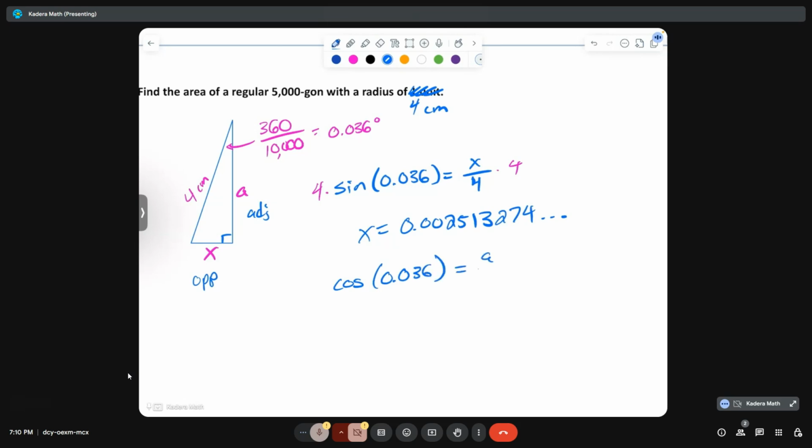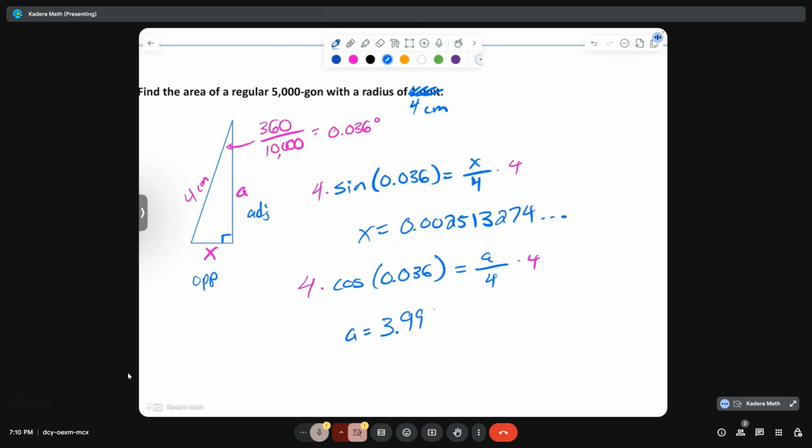And that'll get us our apothem length over 4. And again, to solve this one, we just have to multiply by 4. So we're feeling very repetitive right now. That's fine. All right, so our apothem length is just 4 times the cosine of a very small angle, 0.036. I'm just making sure I got all my decimals in their correct place. And that is very, very close, but not quite 4.